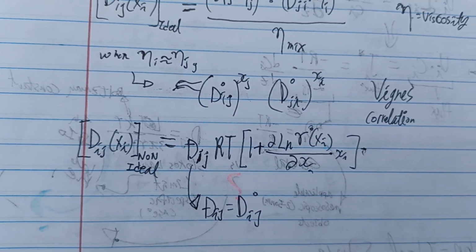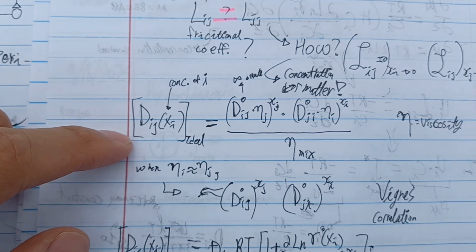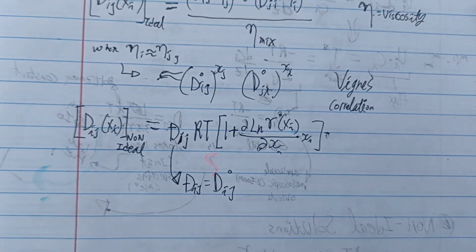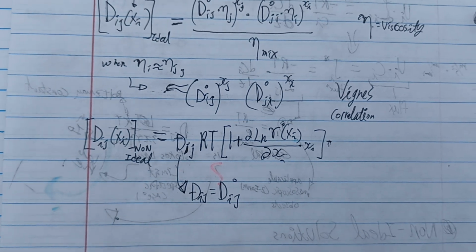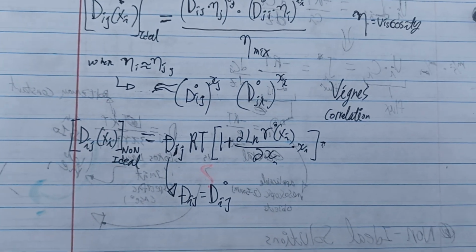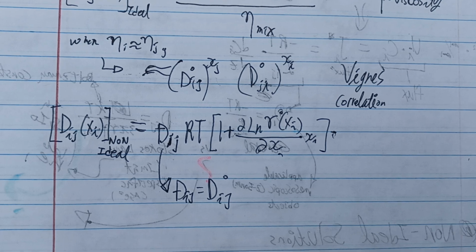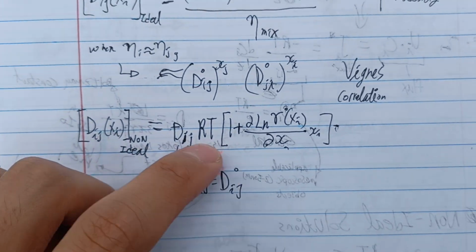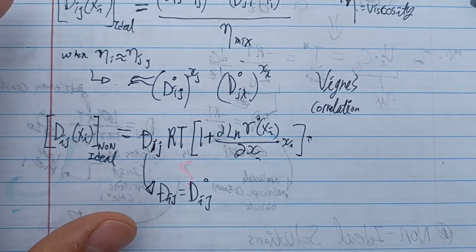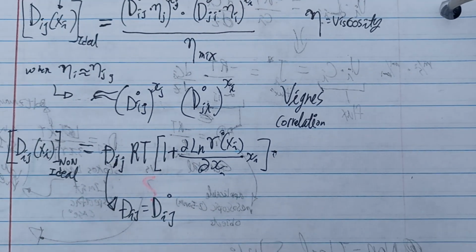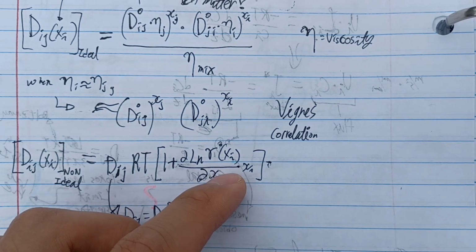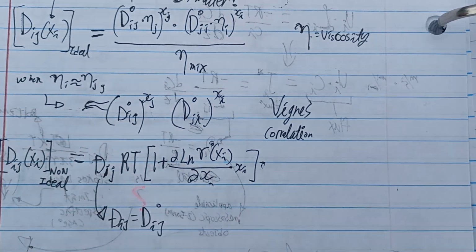And for non-ideal cases of the diffusivity, where it has a concentration term as one of the components, we have this D with the line, Dij times RT, 1 plus delta ln gamma i over delta ln x i.